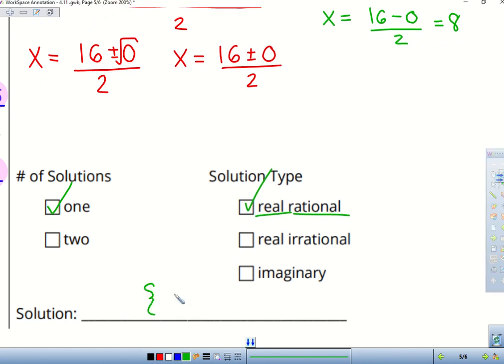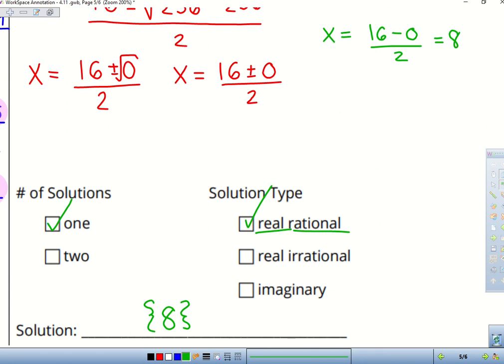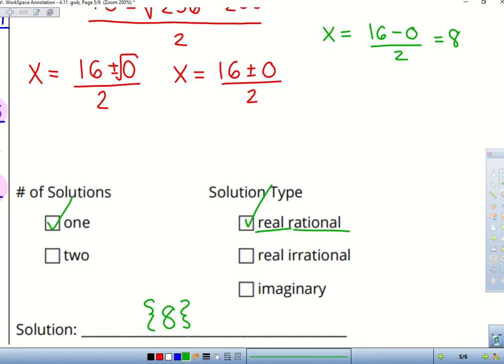So how do you tell if it's rational or irrational? The only time you're going to have an irrational solution is if you have a square root that cannot be simplified all the way down, so you still have a square root left. Okay?